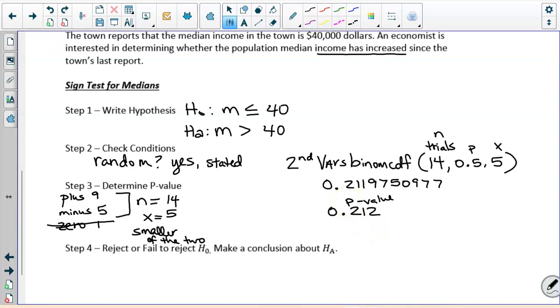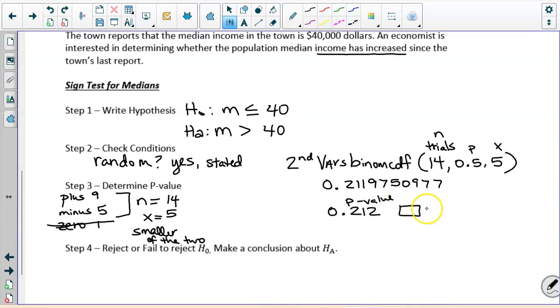Do I have to subtract it from 1? No, because you use the smaller of these two, you don't have to subtract from 1 when it's a right tail test, okay? You don't have to do it. Now, if it's not equal to, you do have to multiply by 2, okay? All right, so let's compare that p-value.